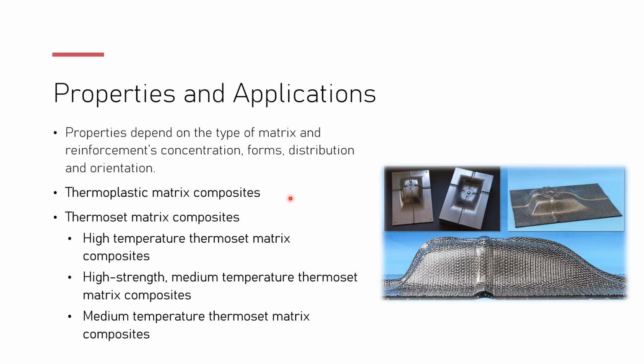Properties and applications, what are we using? Properties depend on the type of matrix, type of reinforcement, concentration, form, distribution, and orientation. Don't forget the orientation of the fibers, because that will determine the strength. So we have thermoplastic matrix composites, thermoset matrix composites, and high temperature thermoset matrix composites. We have different types of thermosets. We have high strength, medium temperature thermoset matrix composite. And don't forget, thermoset is not a multi-cycle heat cycle. You have to be so careful with the temperature, because it can go through only one heat cycle.